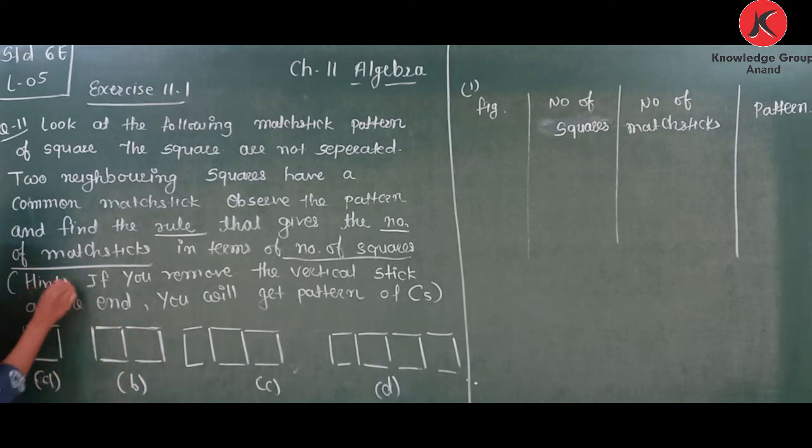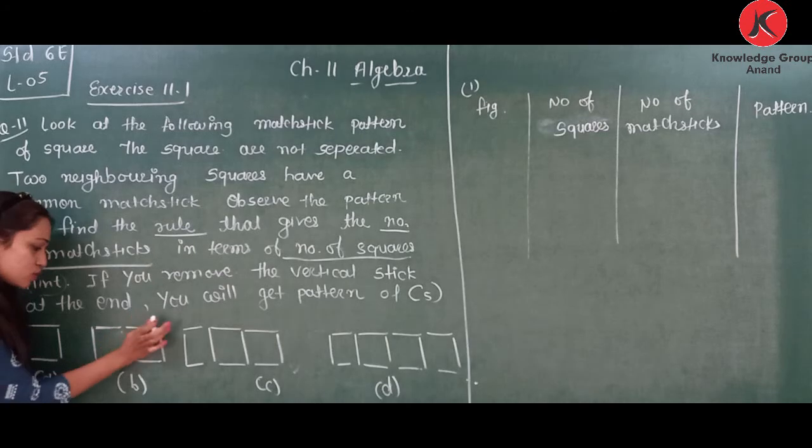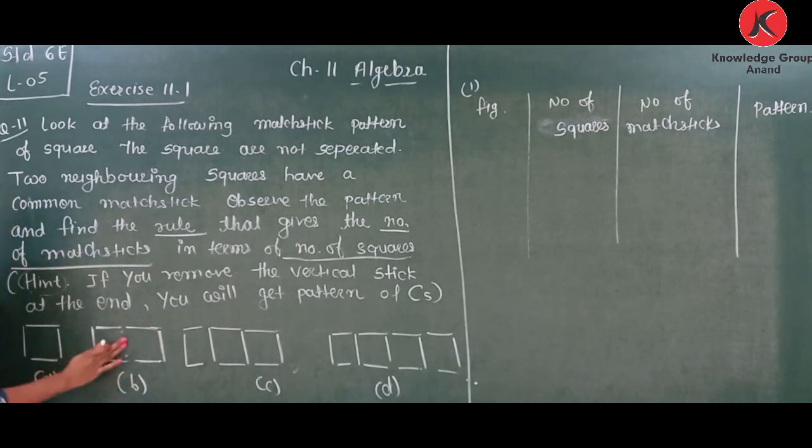If we use this hint and remove this vertical stick, then for the first pattern we need 3 matchsticks, and for the second one again we need 3 matchsticks. So here we can write 3 plus 3 plus 1 that we add at the end. Here we can write 3 plus 1. Okay, now for the next one.